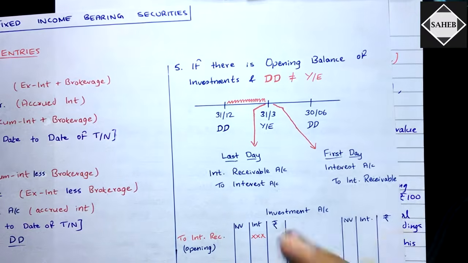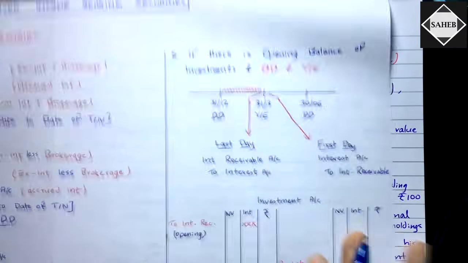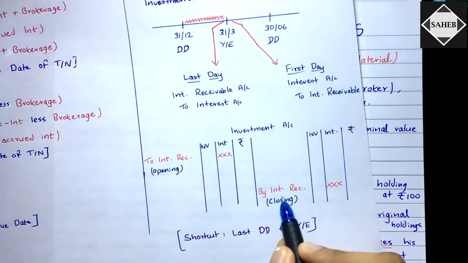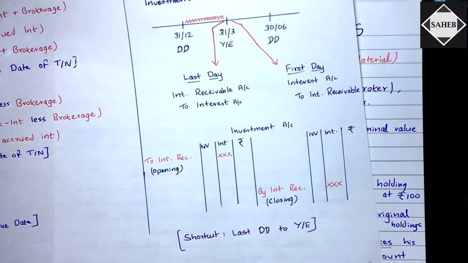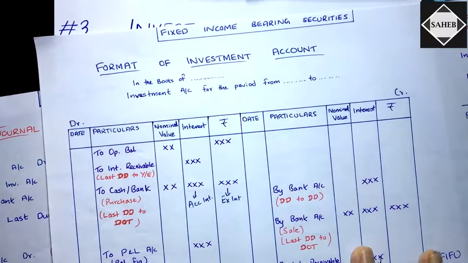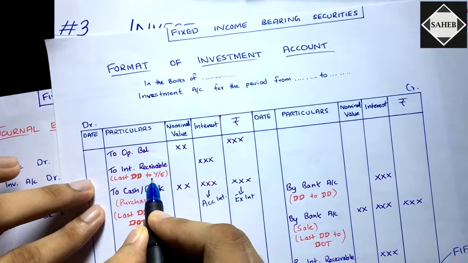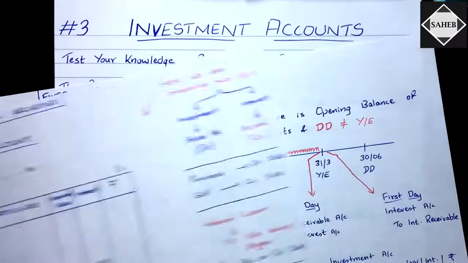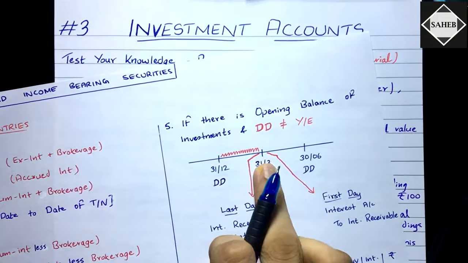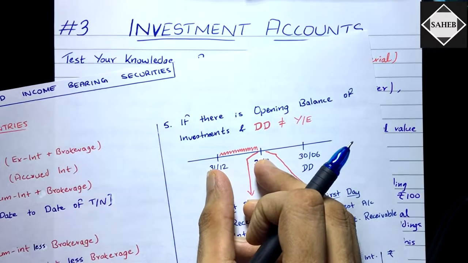If there is an opening balance on the debit side, and the closing balance's due date is not equal to year end, then on the credit side, by interest receivable. Okay, so this is what you have to do. The calculation is very simple. Last due date till the year end. यह period है जिसका interest आपको calculate करना है.